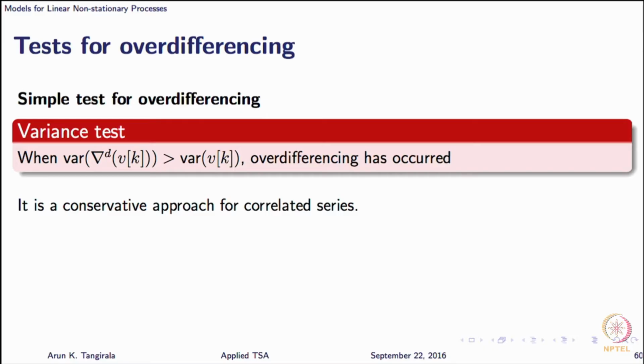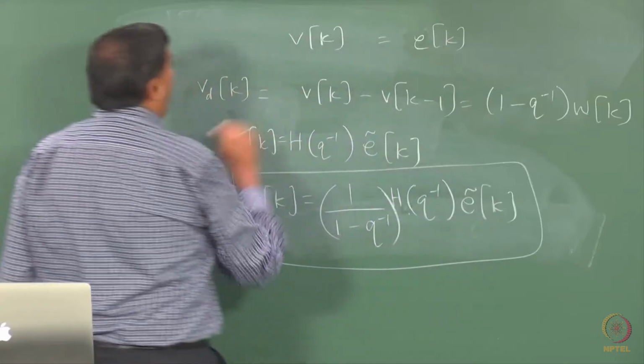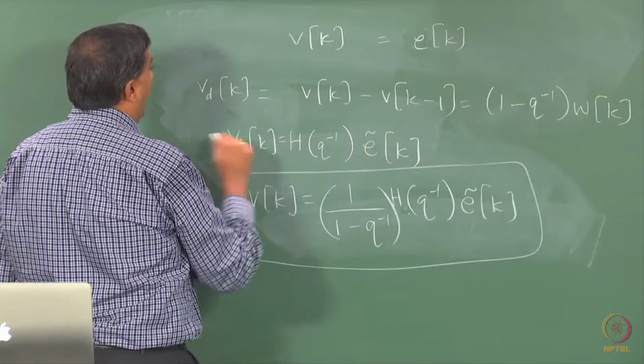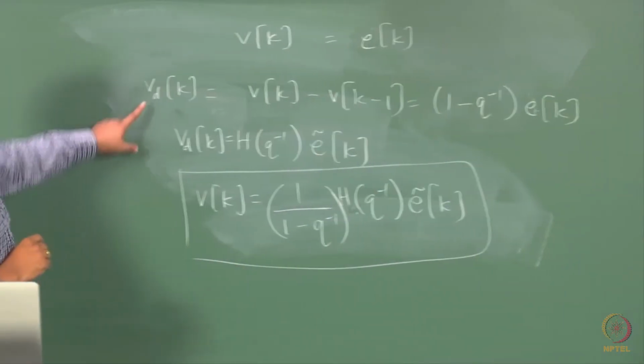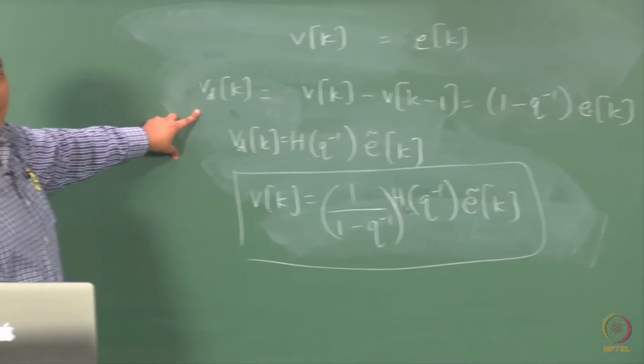that is why it is a conservative test. For example, imagine that you had, in place of W like in the previous slide, we have Ek in place of Wk. Then what do you have here? Ek.